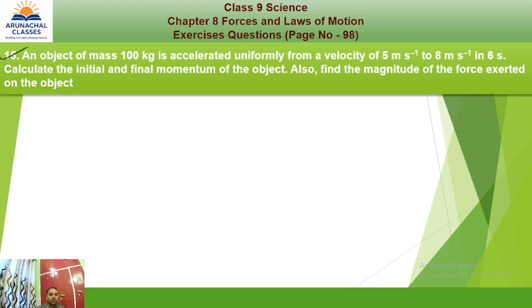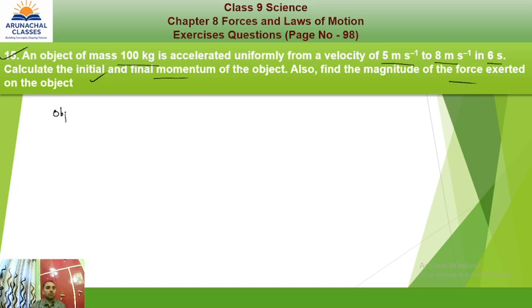It is given that an object of mass 100 kg accelerated uniformly from velocity 5 meter per second to 8 meter per second in 6 seconds. Calculate the initial and final momentum of the object and also find the magnitude of force exerted on the object.